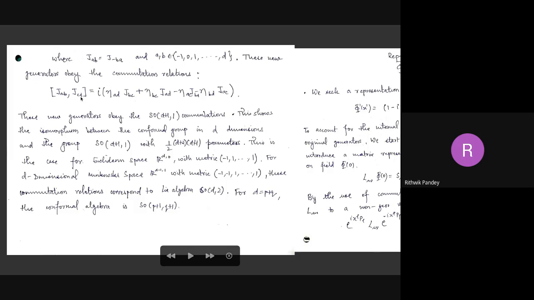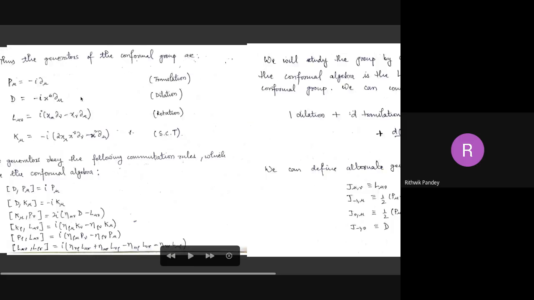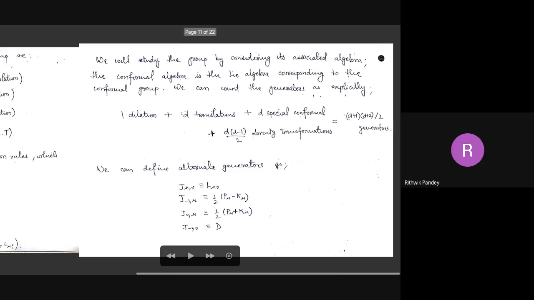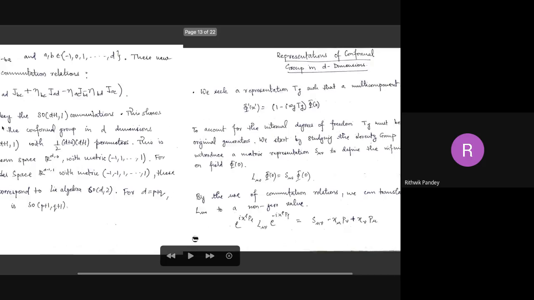And this relationship should look very familiar to us, because it is the same type of relationship we saw for the Lorentz algebra, though not the exact same thing. So this is something interesting here.